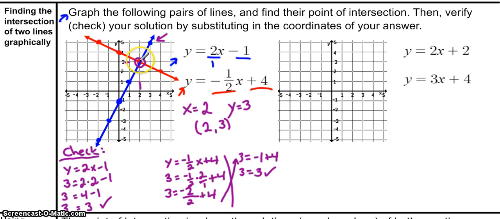So we've shown that the point of intersection of two lines, in this case (2, 3), is also the values for x and for y that are a solution to both of these two equations at the same time. That's pretty interesting. At this point, I'd like you to go ahead and try the second problem right here. Go ahead and graph these two lines, y equals 2x plus 2 and y equals 3x plus 4, on the same grid right here. Find the point of intersection, which will be your solution to these two equations.